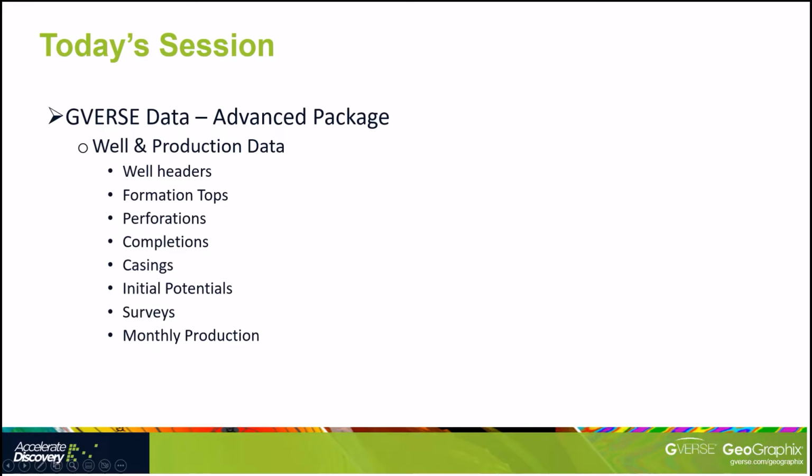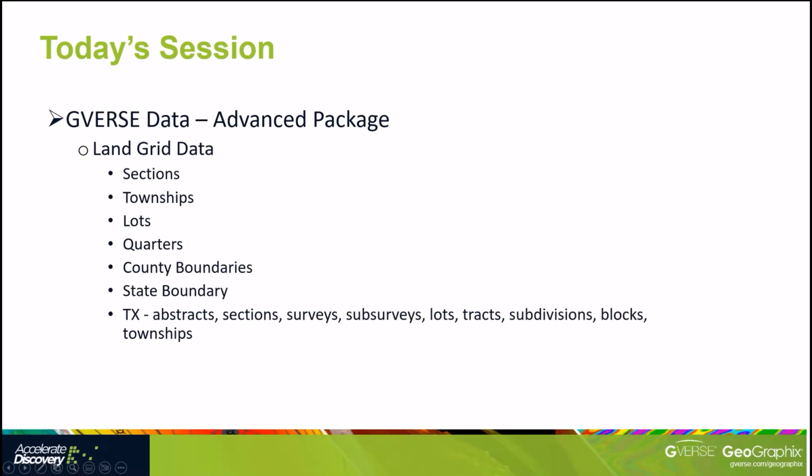The advanced package, which is available to paid subscribers only, is a lot more detailed. So on the well and production side, it comes not only with the headers, the perforations, and the completions, but also the formation tops, the casings, the IPs, the surveys, and of course, the historical and monthly production. On the land grid side, it comes with all the sections and townships, obviously, and then the abstracts and surveys. But it does go down to the lots, quarters, and quarter-quarter level in the PLSS states where available. And then in Texas, it also includes the sub-surveys, lots, tracts, subdivisions, blocks, townships, and so on.